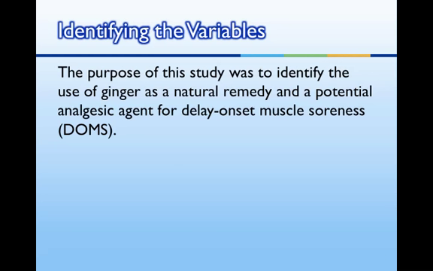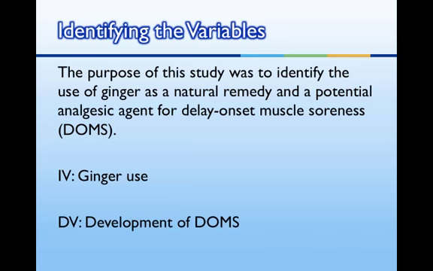In this example here, the purpose of the study was to identify the use of ginger as a natural remedy and a potential analgesic agent for delayed onset muscle soreness, also called DOMS. The independent variable will be the use of ginger. The dependent variable will be the development or prevalence of DOMS.